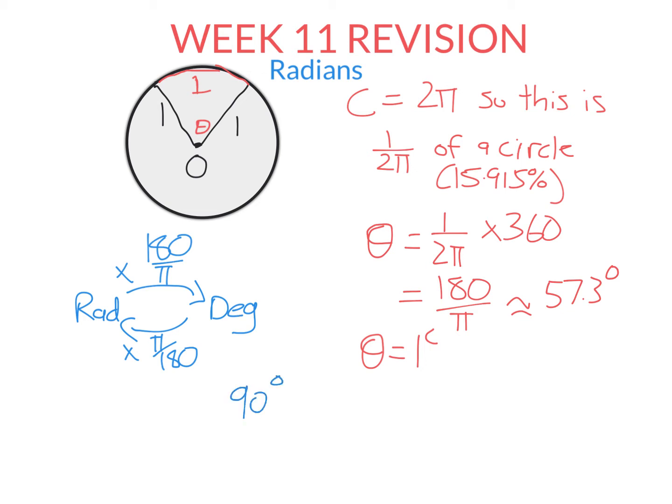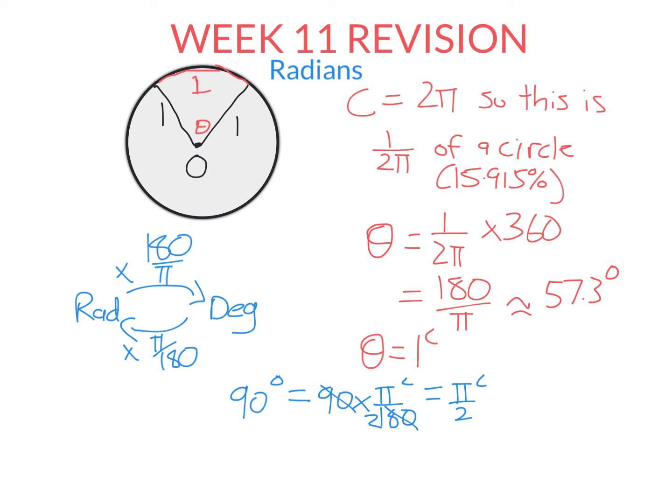So some simple conversions, 90 degrees. If I want to convert that to radians, I just go 90 times pi over 180. Of course, 90 over 180 is just a half. So 90 degrees is pi over 2 radians. So they're the exact same angle.